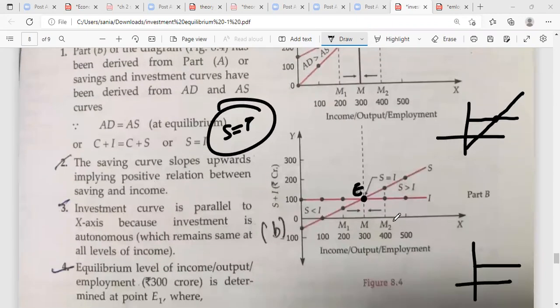Okay. Now you will draw the graph. Okay, this graph. So this is your investment. Okay, and this is your savings, right? And this point is your equilibrium.